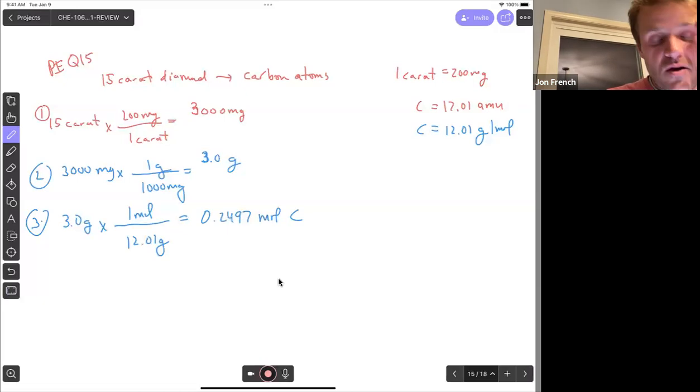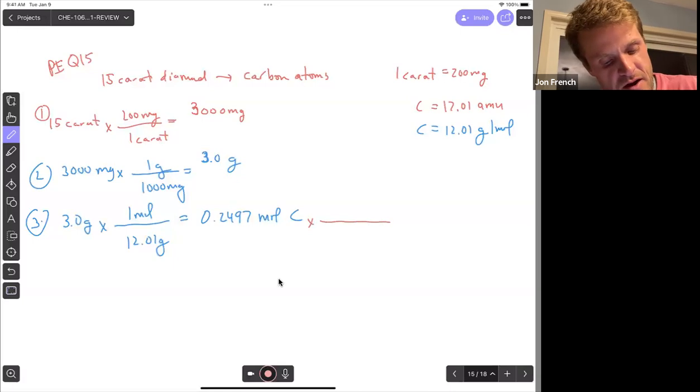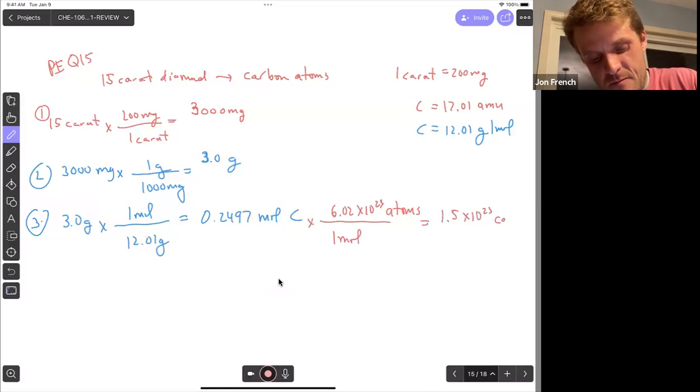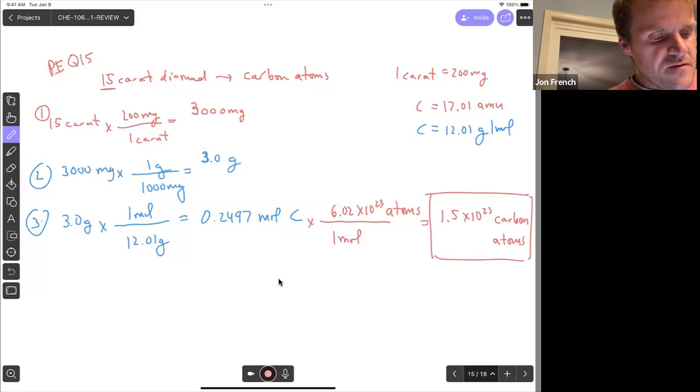So for the person that was asking how we get to atoms, in this case we're going to go to atoms directly using Avogadro's number, because diamond is pure carbon. It's just 1 element. For every 1 mole, I've got 6.02 times 10 to the 23 atoms of carbon. So we multiply by Avogadro's number, 6.02 times 10 to the 23, and I get something like 1.5 times 10 to the 23 carbon atoms. 2 significant figures, because 15 carats as written was 2 significant figures. So I'll stop the video there.